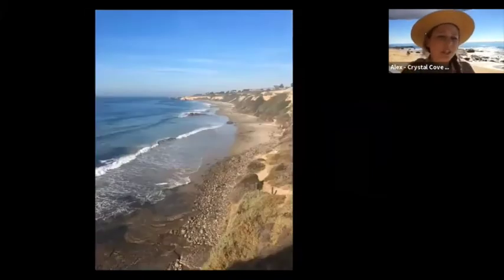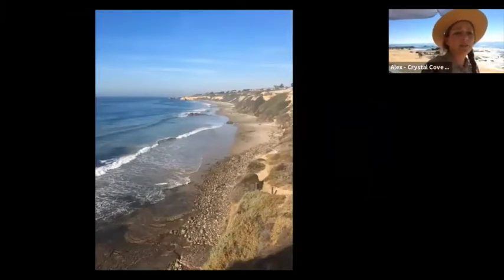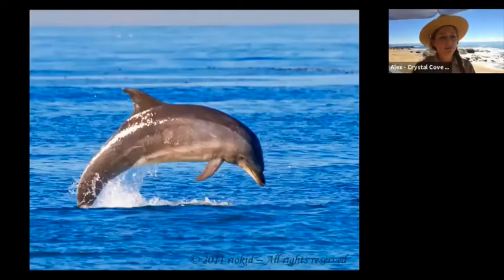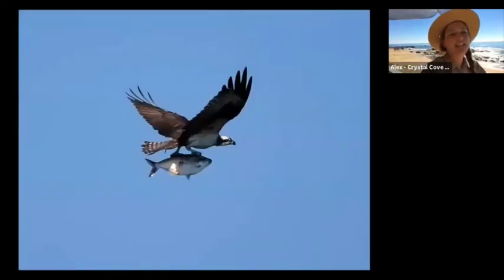Also, we have 3.2 miles of coastline. This is where we have our sandy beaches and rocky shoreline. Lots of different wildlife viewing. You can see our bottlenose dolphins, common dolphins. We see whales. You can go scuba diving here, go swimming. There's our California state marine fish, the Garibaldi, and wonderful birds to see. This is an osprey carrying a fish.